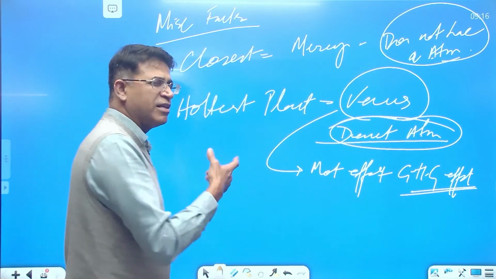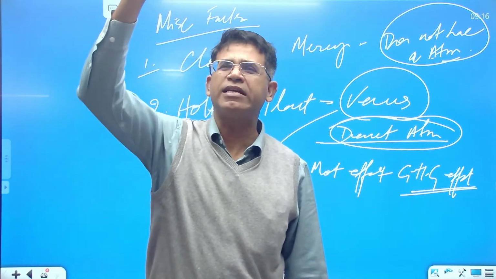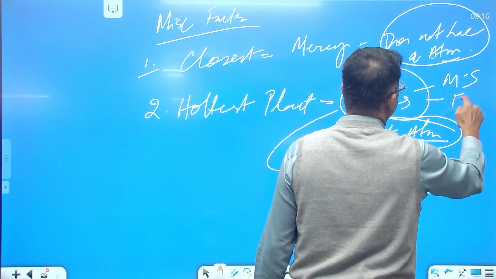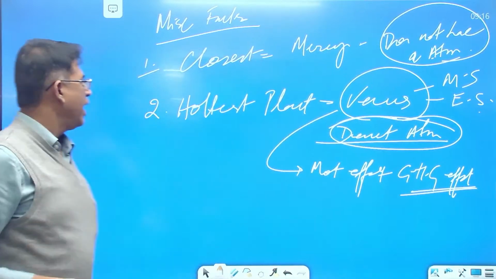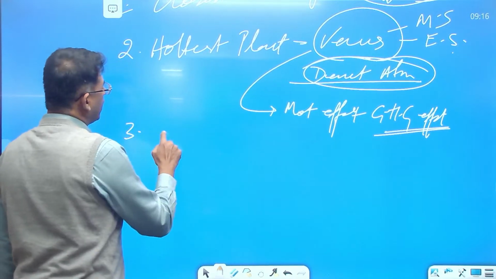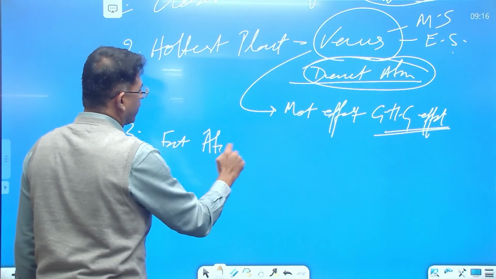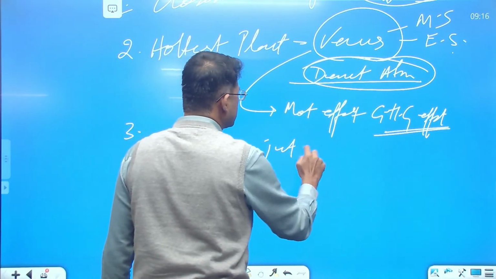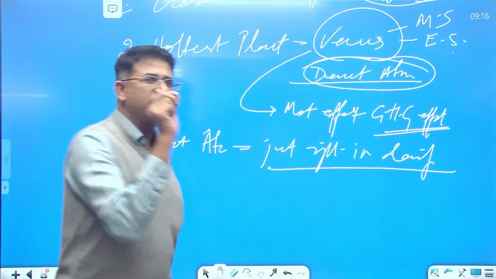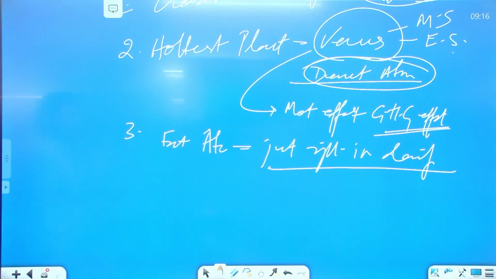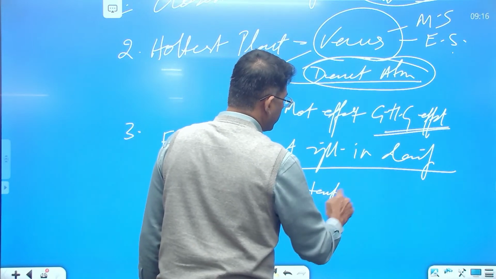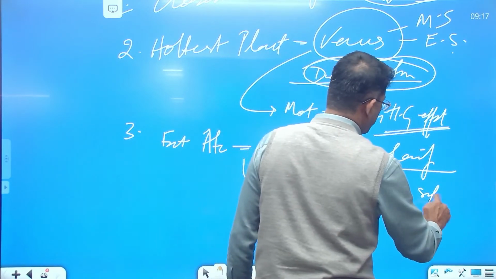Yes, Venus is also called the evening star, the morning star. You can see it like a star. You're right. It's also called the morning star, also called the evening star. And one more thing. Earth's atmosphere is considered to be just right in density. It is just the right amount of density. That's why Earth is able to maintain a temperature that can support life.